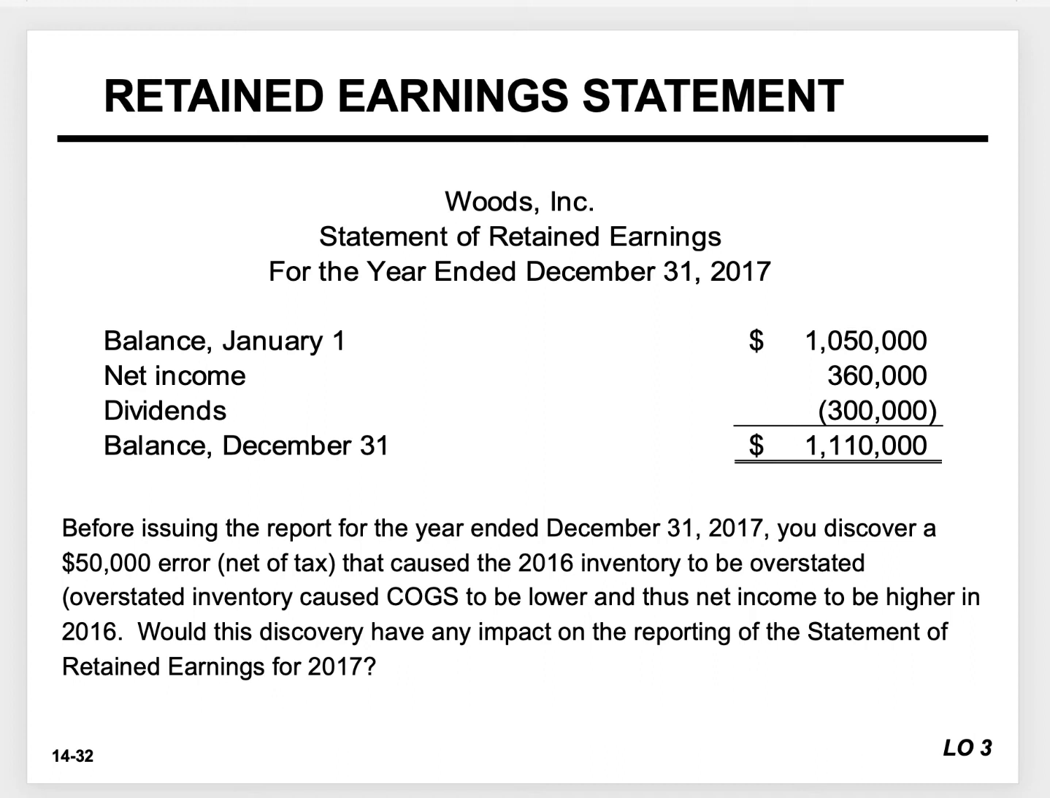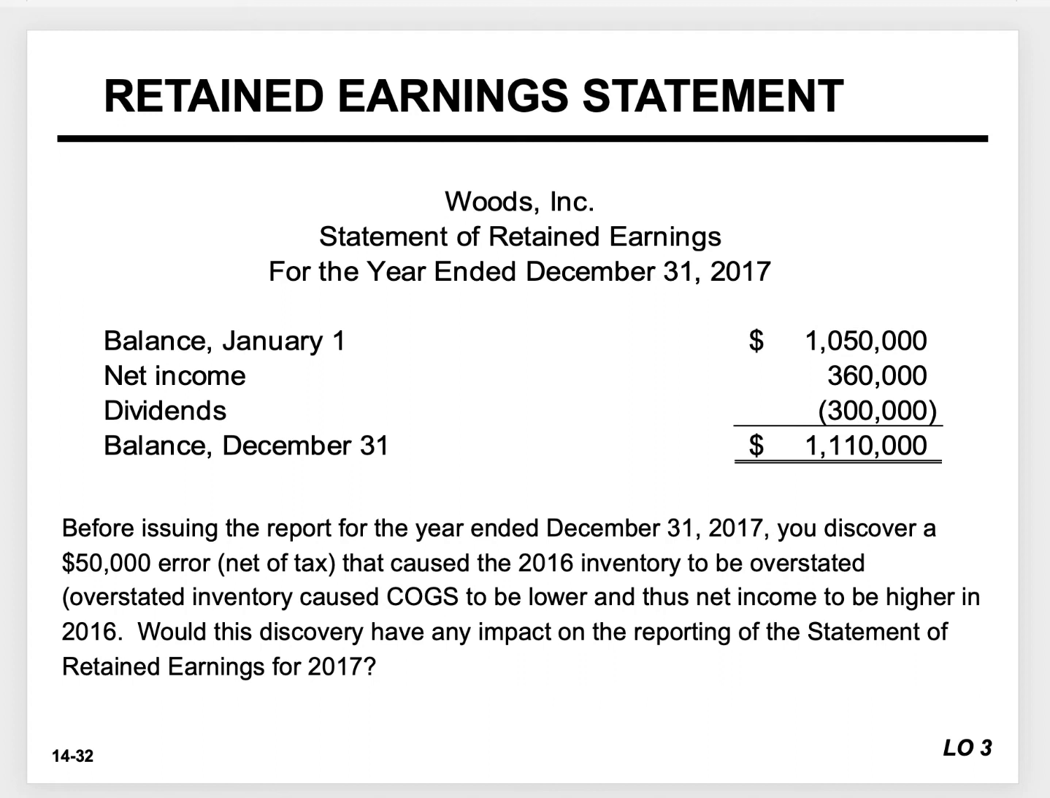Okay. So notice what happens here. It says before issuing the report for the year ended December 31st, 2017, you discover a $50,000 error, net of taxes, that caused the 2016 inventory to be overstated. And remember, what happens if we overstate our inventory? Well, by overstating our inventory, that makes our cost of goods sold lower than what it actually is. So since our cost of goods sold is lower than what it should be, the net income is higher in 2016. That's incorrect.